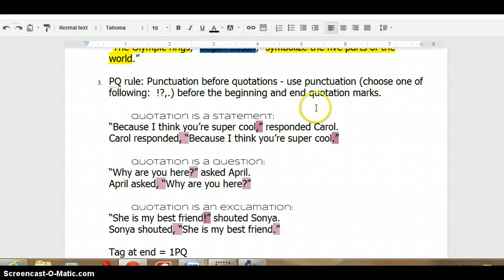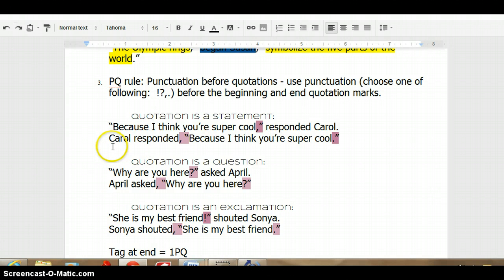So here I have examples for you of how you would write a quotation if it is a statement. So here, this is stated because I think you're super cool. You have an example of the PQ rule here. You've got to set this off. You've got to set the tag off. So you're going to use the comma and then the quotation marks representing the P and the Q.